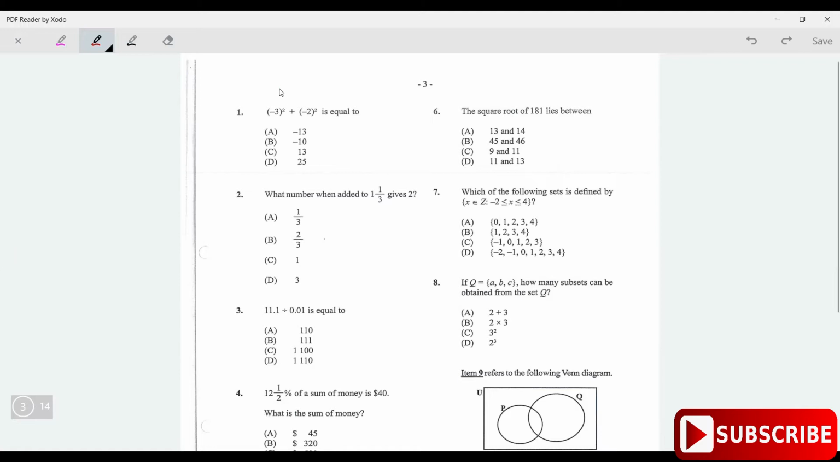Minus 3 square is 9 and minus 2 square is 4. So 9 plus 4 is 13. Easy. What number when added to 1 and 1 over 3 gives 2?